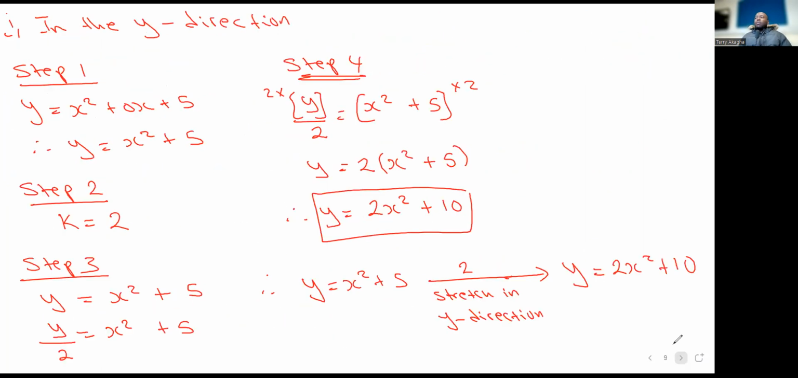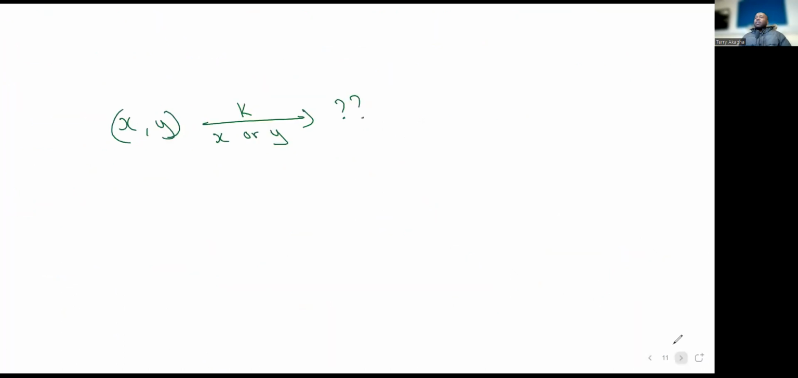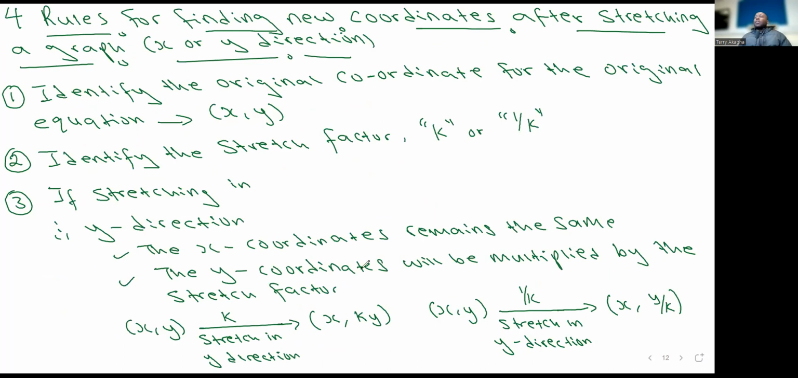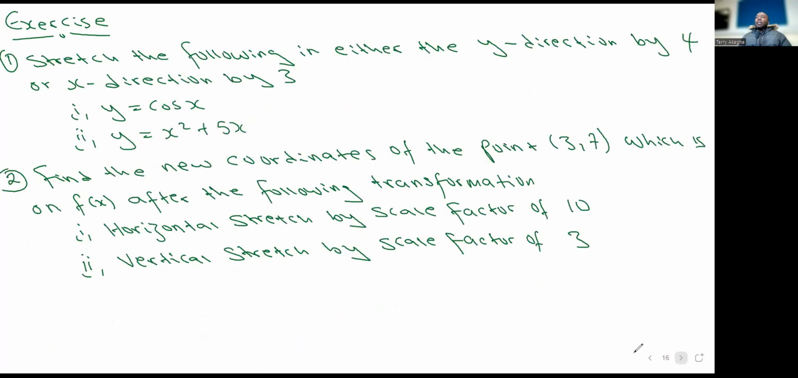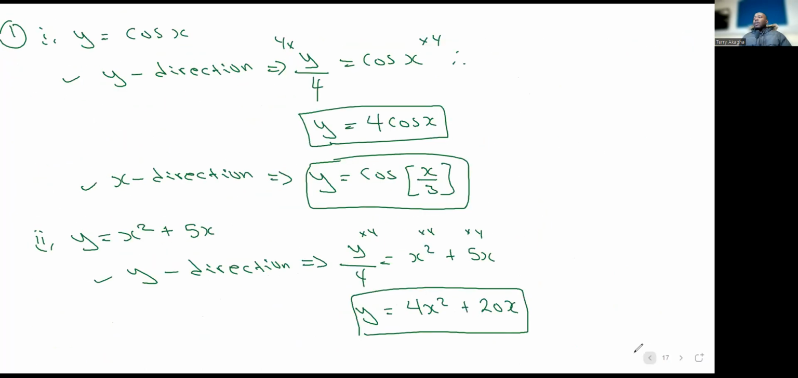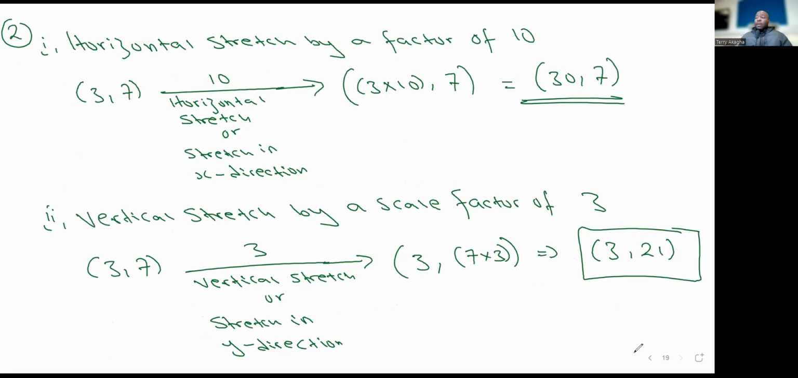And we did this, and we solved, and we checked with the graph. Then how do you now find the new coordinates for this? If it's in the Y direction, the X coordinates remain the same, while the Y coordinates is multiplied by the stretch factor. If it's in the X direction, the Y coordinates remain the same, and the X coordinates is multiplied by the stretch factor, okay? And we solved some examples. Then I also gave you an exercise to try, and we now solve that as well. Okay, good. And this will bring us to the end for this.